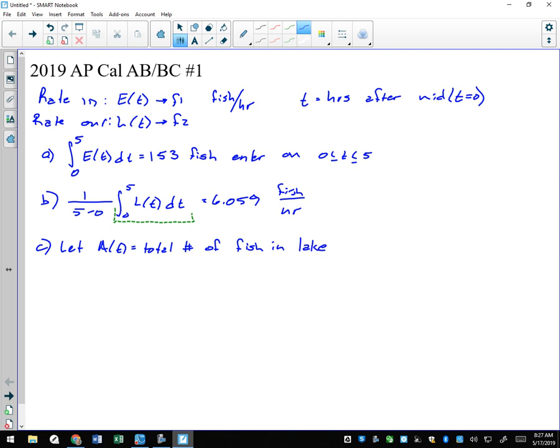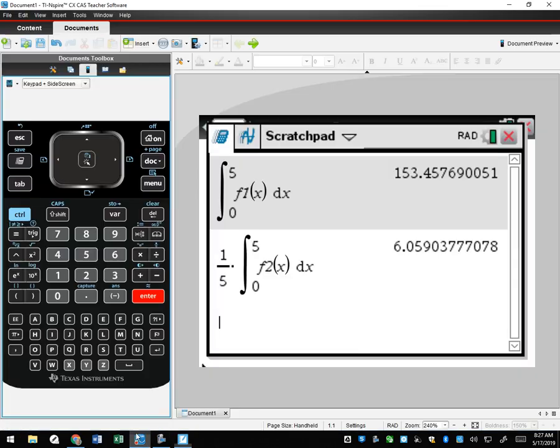I want the maximum of that function A of t, and the overall rate of change of A is going to be your rate in minus the rate out. So A prime is going to be E of t minus L of t. And if you want the maximum on a closed interval, you need to find critical numbers, which would be when E of t minus L of t is equal to 0, or you could say that's when E of t is equal to L of t. You must write down that equation that yields your critical numbers. And I'm going to solve that by finding their intersection on the graph.